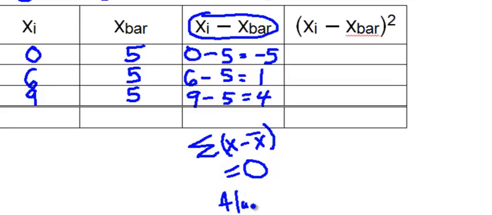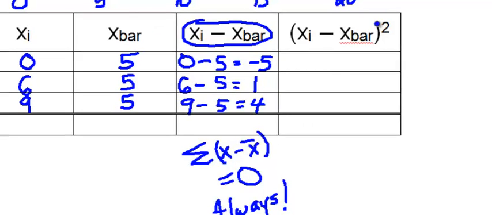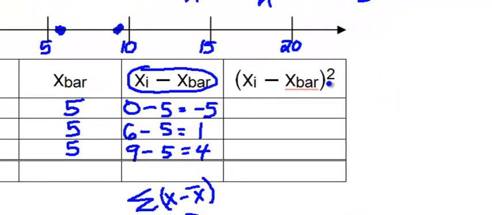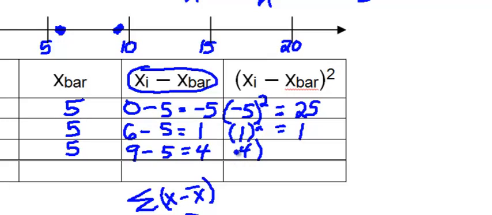This is always true for any data set. And this tells us nothing. If we were to take each deviation and square it, then we would never get 0. We'd always get a positive number. So the next step is to take each deviation and square it. So negative 5 times negative 5 is 25. 1 squared is 1 times 1, which is 1. And the last one, 4 squared, is 4 times 4, which is 16.